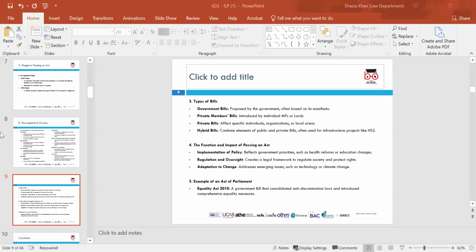So the function of passing a bill is to implement a policy, reflecting any sort of priorities that the government wants to change, maybe in areas of education or health, creating a legal framework for society and to protect the rights of individuals, and adaptation to change, addressing any climate issues or any issues relating to technology. An example of a change made by an Act of Parliament is the Equality Act, which introduced the measures of equality.